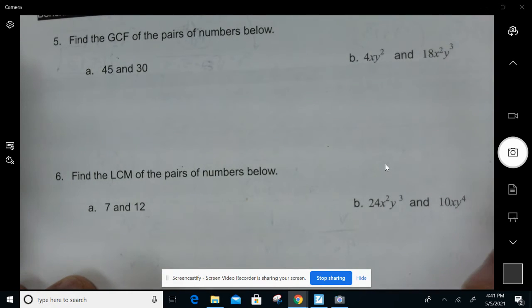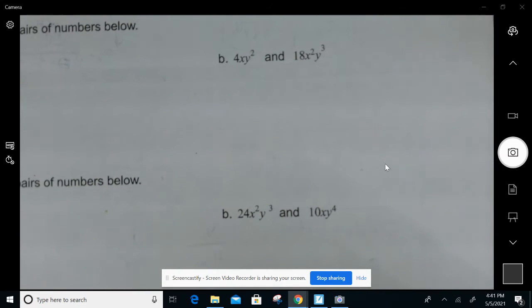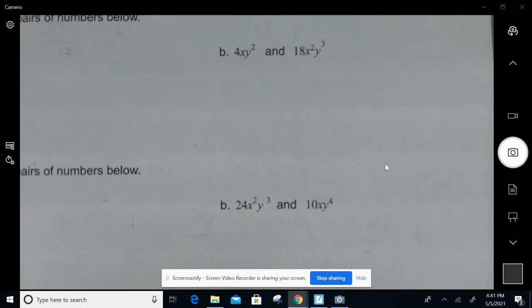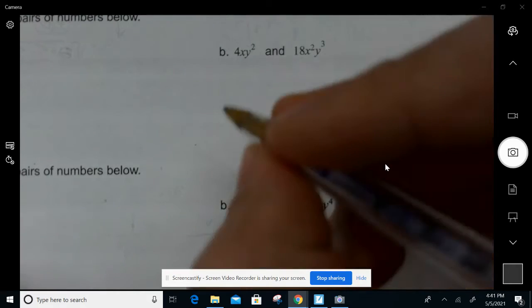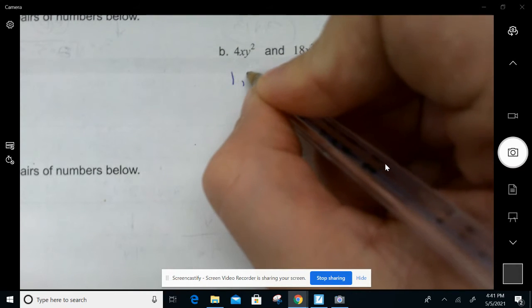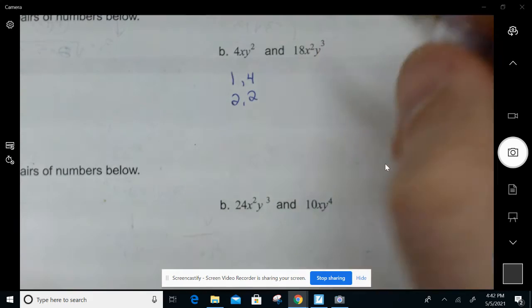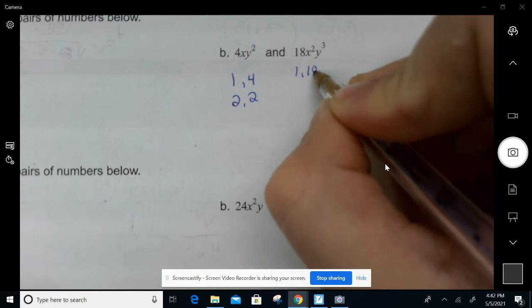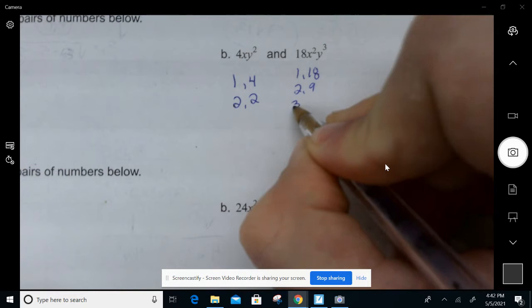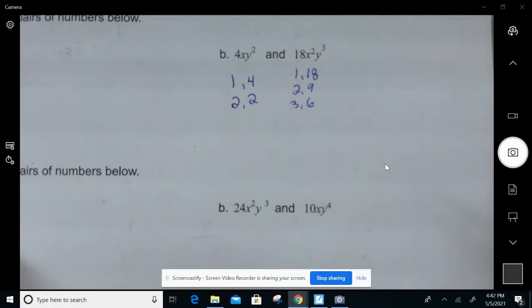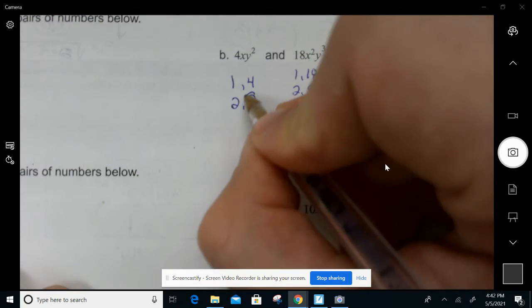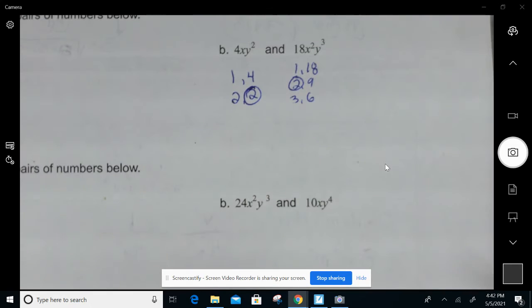Okay? Now, when it comes to the variables, first off, numbers are still numbers. Okay? 1, 4. 2 times 2, 18. 1 times 18. 2 times 9. 3 times 6. It's 2. The greatest common factor is 2. Okay? Numbers don't change. So 2 is out there.